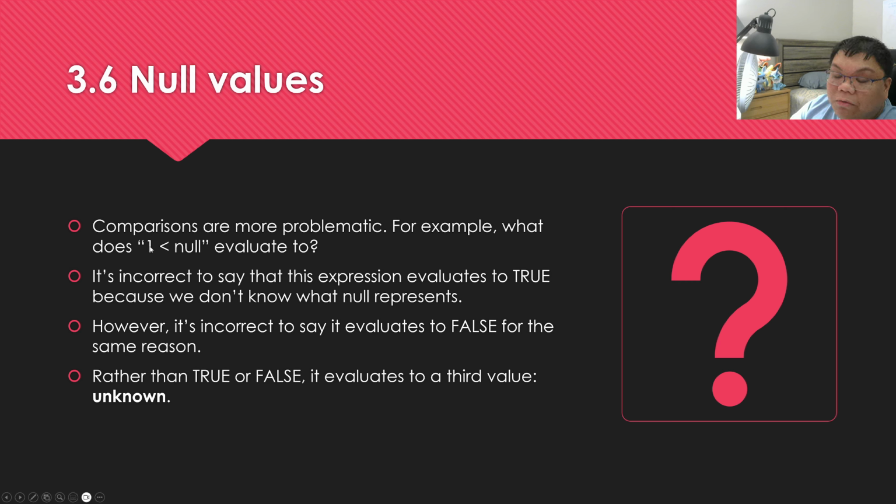Because we don't know whether null, this unknown value, is supposed to be less than or greater than 1. And because we don't know that, we have it evaluate to unknown.